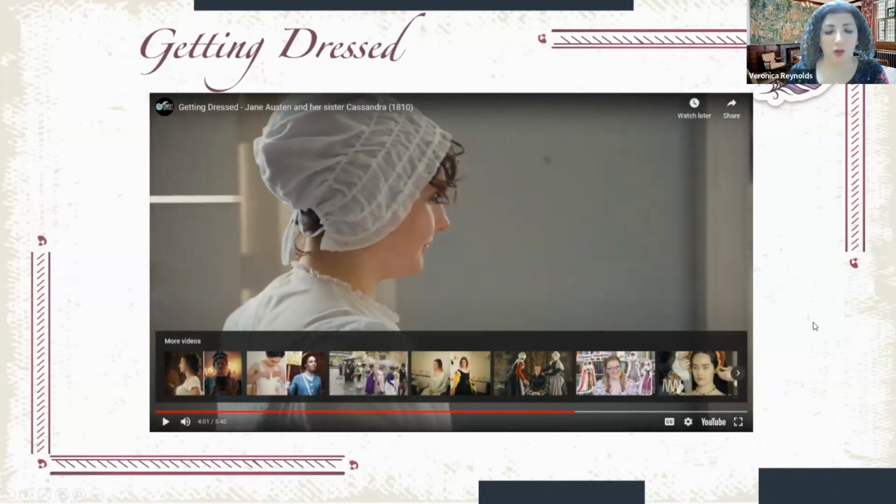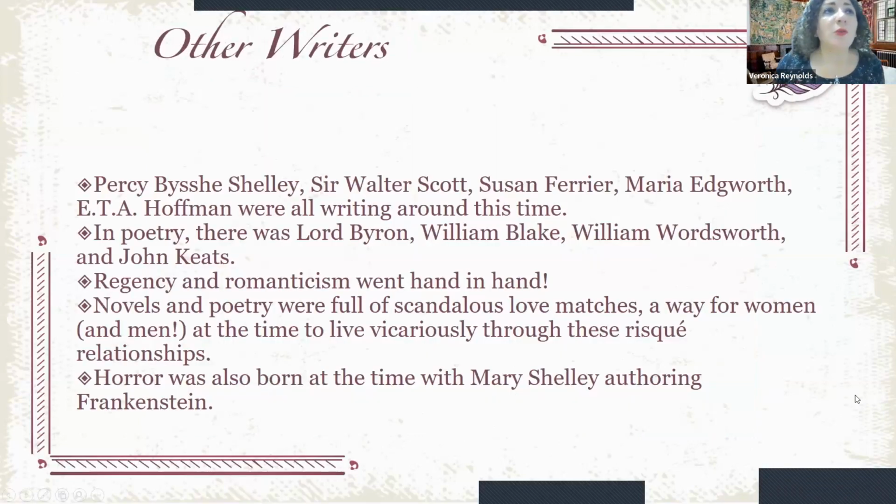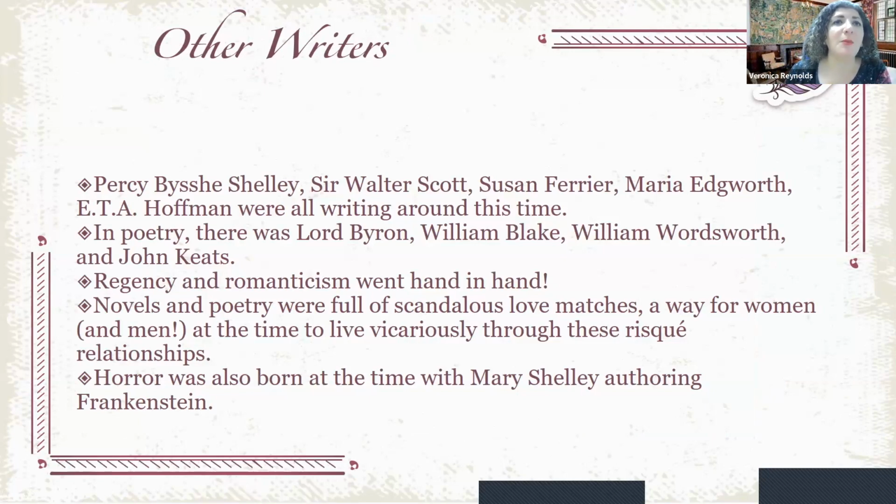That's it. That is the look of the Georgian era, and that is how most of the Austen heroines would have been dressed as well. Other writers of the day, we have Percy Bysshe Shelley, also known as Mary Shelley's husband, Sir Walter Scott, Susan Ferrier, Maria Edgeworth, E.T.A. Hoffmann. They're all writing around this time. In poetry, we have Byron and Blake and Wordsworth and Keats. So it's a very prosperous era of the arts in England.